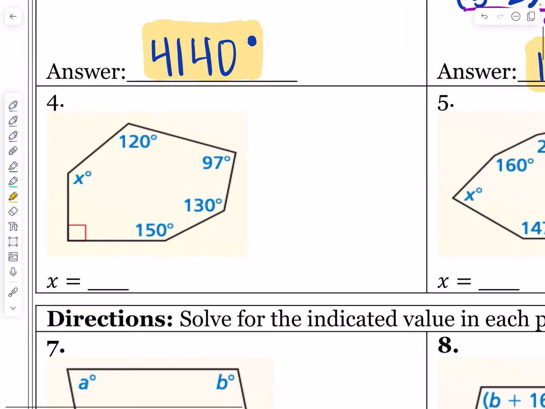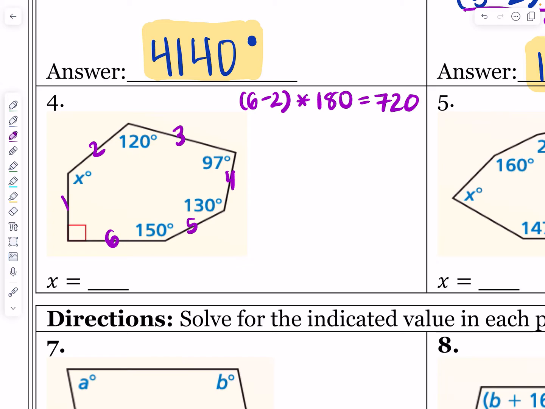All right, number 4. Now, this is an irregular polygon. The first thing I want us to do is count the number of sides. It's irregular because not all of the angles are the same, not all the sides are the same. So this is a 6-sided figure. So the first thing I'm going to do is calculate what is the interior angle sum of the shape. So there would be 4 triangles that live inside of this hexagon. So 4 times 180 gives me 720 degrees total.